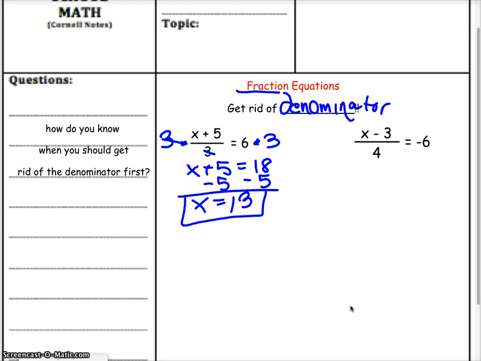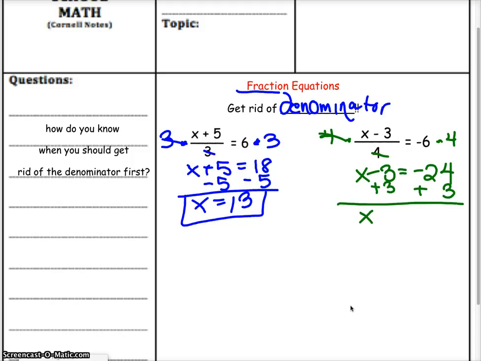Okay, the next one says x minus 3 over 4, but over just means divide. x minus 3 divided by 4 is negative 6. What do I need to move first, the 3 or the 4? 4. And how am I going to move divide by 4? Yep, so multiply both sides by 4. Cancels that out. And I have x minus 3 left equals negative 24. Now how do you move minus 3? Plus it.